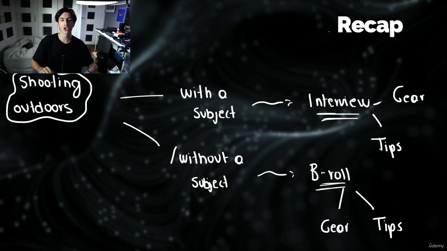As we said, shooting outdoors is divided into two subcategories: shooting with a subject and shooting without a subject. Shooting with a subject is A-roll, shooting without a subject is B-roll. A-roll is usually interviews, and we analyzed different gear pieces and the different tips when it comes to interviews. And again, B-roll is usually shot outside. It is more commonly shot outside rather than inside. And again, we analyzed different gear and different tips that I have learned through my experience, and I want you to focus on when it comes to shooting B-roll outdoors.